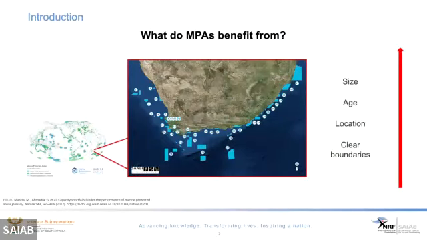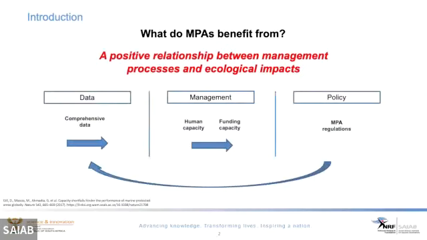So just as a quick introduction, there are several things that marine protected areas benefit from. One of them being size of the reserve, the age or maturity of the park, its location, for example, protected area's proximity to an established fishing community or one that has a history of non-compliance, and of course, clear boundaries. So unlike their terrestrial counterparts, marine reserves have no fences. So having mechanisms in place to educate the public and the commercial sector about the whereabouts of your boundaries are key. But ultimately, what marine protected areas benefit from is a positive relationship between management processes and ecological impacts.